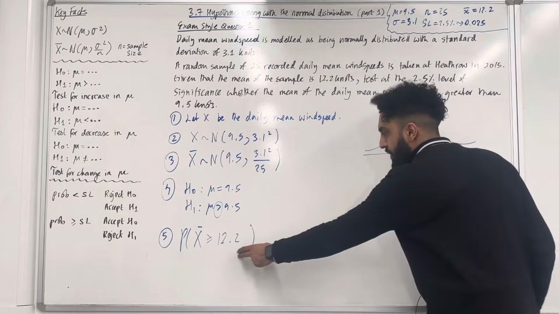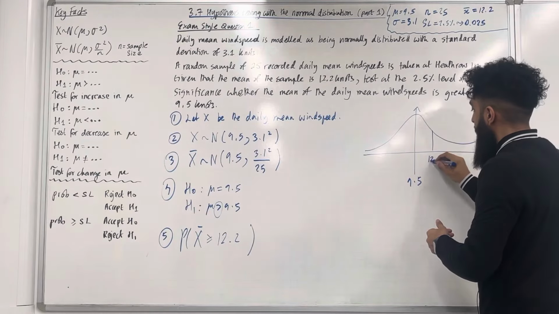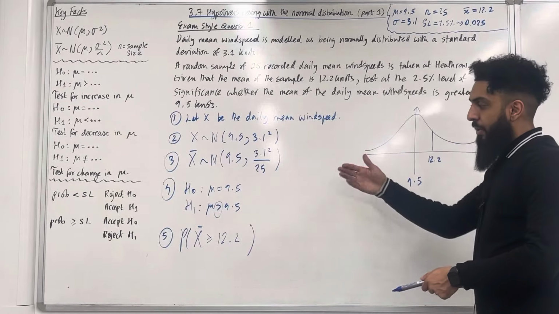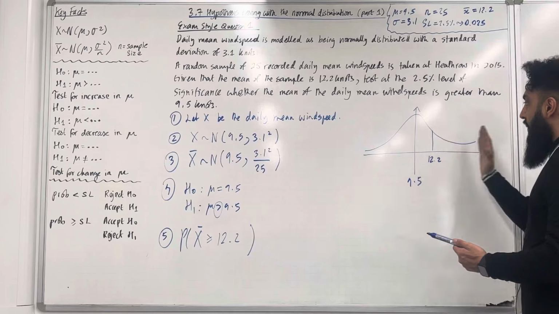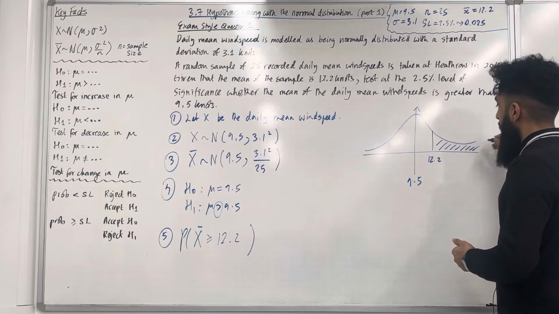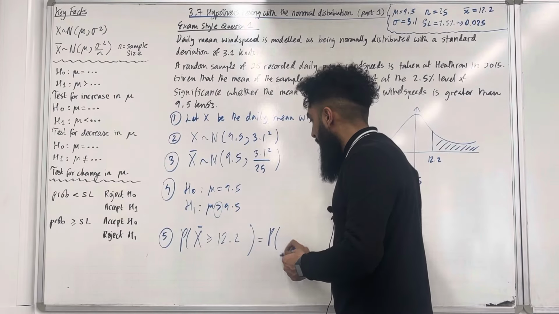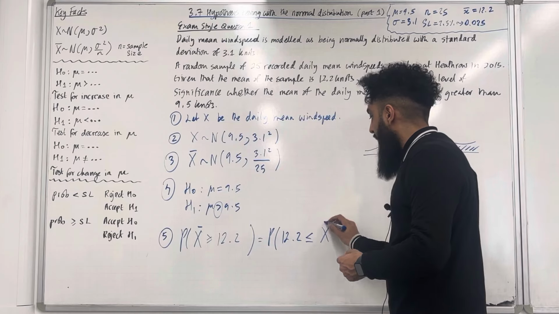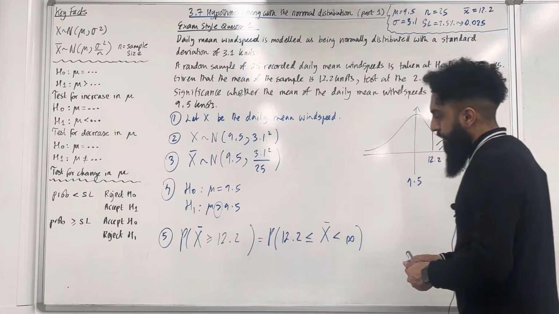We have that 12.2 is on the right-hand side of 9.5, so it'll be somewhere over here. And what we're trying to calculate is the probability that capital X bar is greater than or equal to 12.2. So the area to the right of 12.2, this area over here. I'm going to rewrite this probability as follows. 12.2 is less than or equal to capital X bar, which is less than positive infinity.